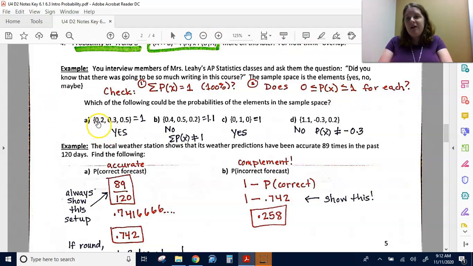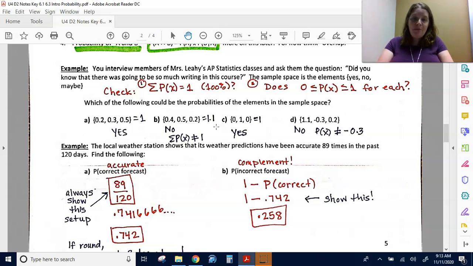All right, so this first one, I've got 20% yes, 30% no, and 50% maybe. They add up to 1, and they're all between 0 and 1. That one's good. Here, 0.4, 0.5, and 0.2, those add up to 1.1. No good. This adds up to 110%.